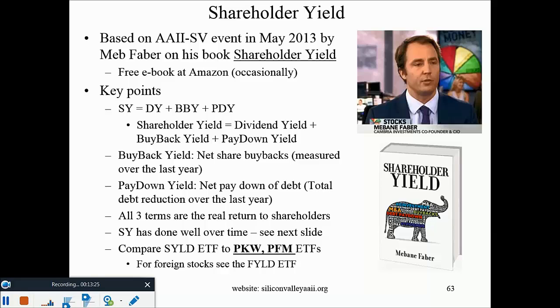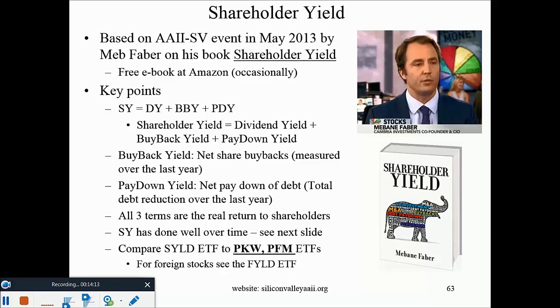So getting right to it, basically what is shareholder yield? Shareholder yield is dividend yield plus buyback yield plus pay down yield. So what is buyback yield? It's basically many companies, when they have extra cash and in their viewpoint they can't figure out any better way to invest that cash, literally invest it in their own stock. They go out and they buy back their own stock on the market. A variety of companies have done that over the years. So what you're measuring here is how much money or how many shares of stock have been bought back in the last 12 months.